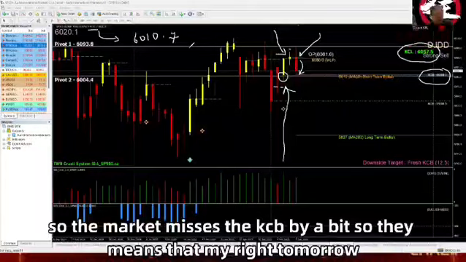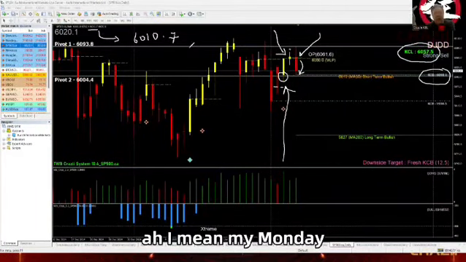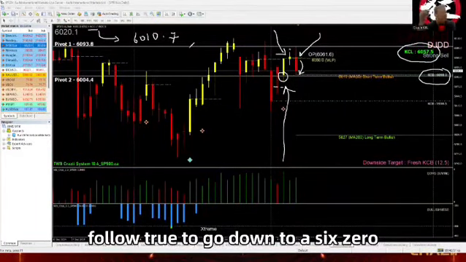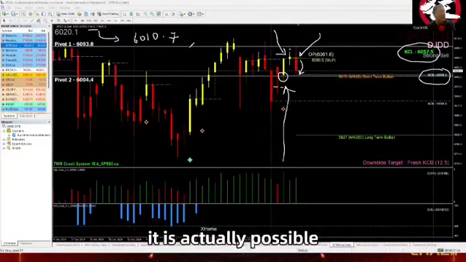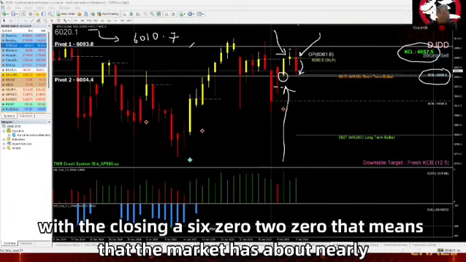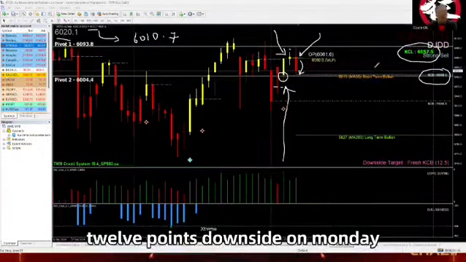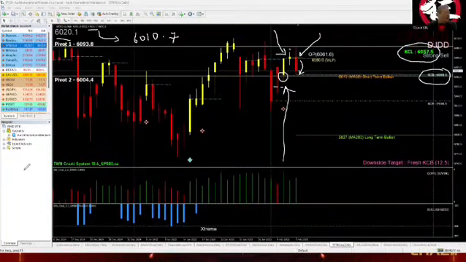So that means that by right tomorrow, by Monday, there is a potential follow through to go down towards 6008.1. Yeah, it's actually possible. With the closing at 6020, that means that the market has nearly 12 points downside on Monday. Okay.